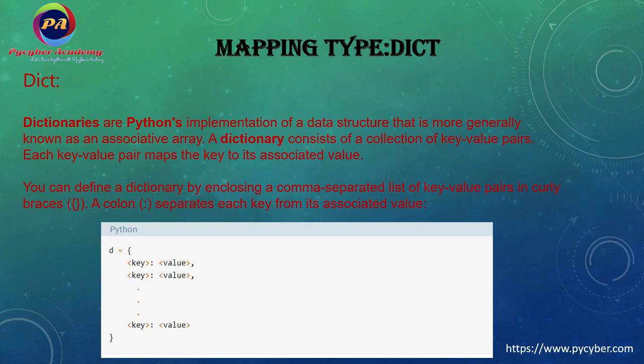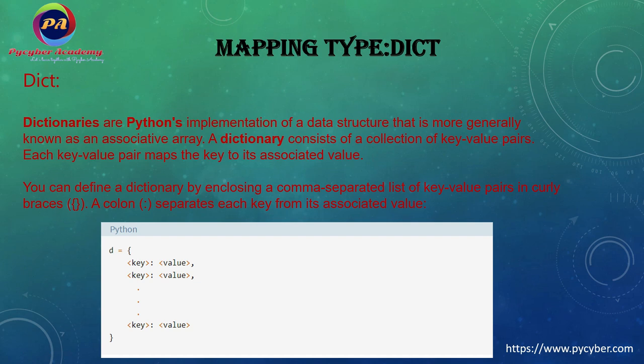The mapping type is dict, and it's really an amazing one. In other programming languages there is the associative array, and in Python dict is similar to an associative array. Dictionaries are Python's implementation of a data structure that is more generally known as an associative array. A dictionary consists of a collection of key value pairs. Each key value pair maps the key to its associated value.